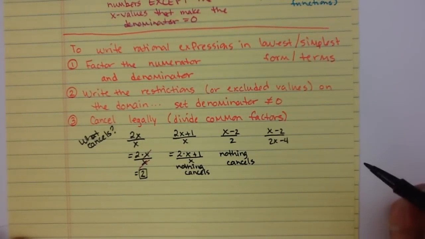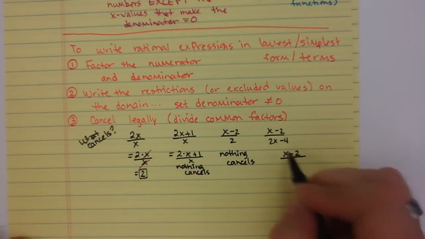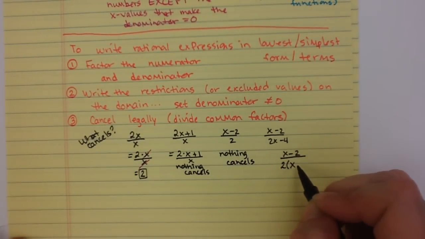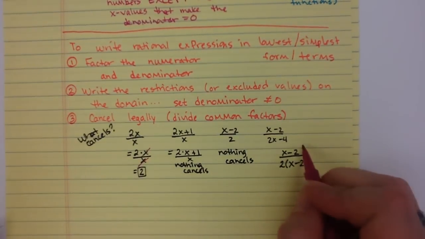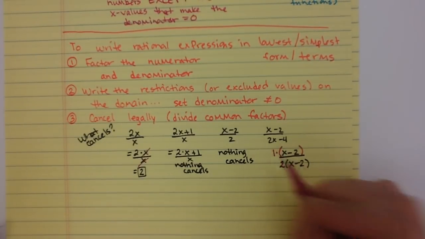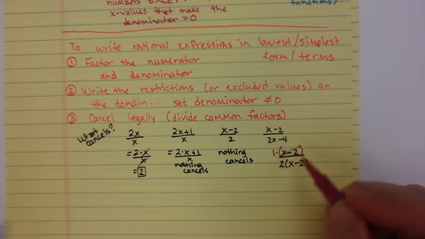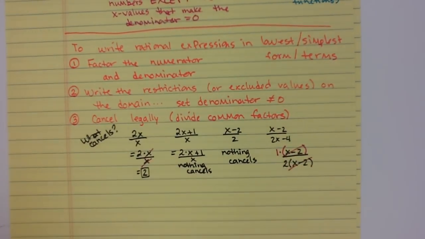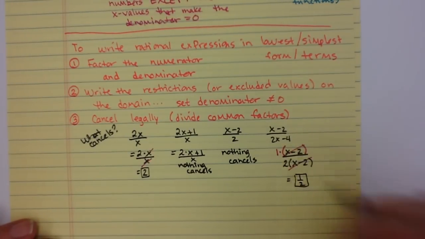How about x minus 2 over 2x minus 4? Well, I can rewrite 2x minus 4 by taking a GCF out. So it would be 2 times x minus 2. Now I can see that I have x minus 2 in the numerator that's really times an invisible 1, and 2 times x minus 2 in the denominator. So the x minus 2's cancel, and that's going to leave me with 1/2.